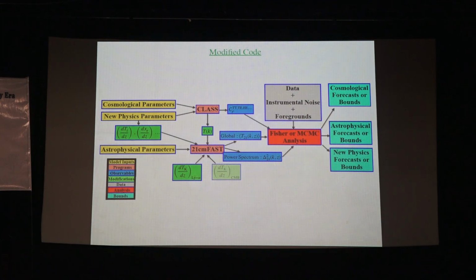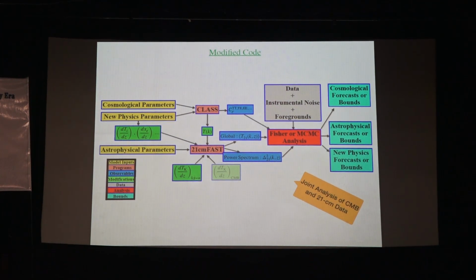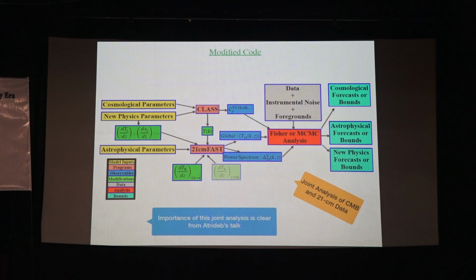Another important thing is that, due to this interface, it is now possible to jointly analyze the CMB and the 21 centimeter data together, starting from the same initial conditions, or the same parameters. So it's important that we can now do the joint analysis of the CMB and 21 centimeter fast data. The importance of this joint analysis of CMB and 21 centimeter data has already been discussed in Otdep's talk.